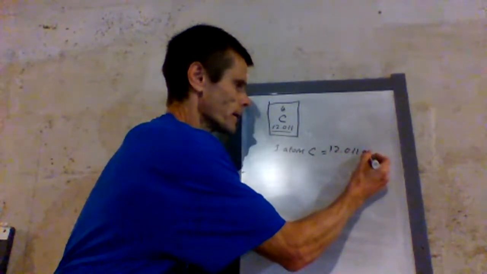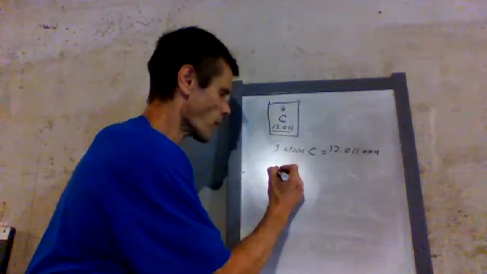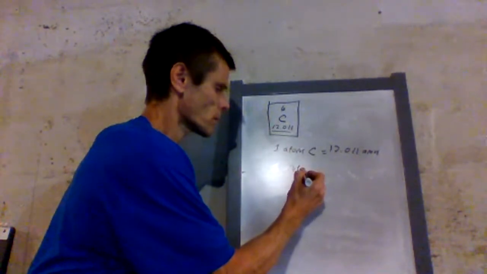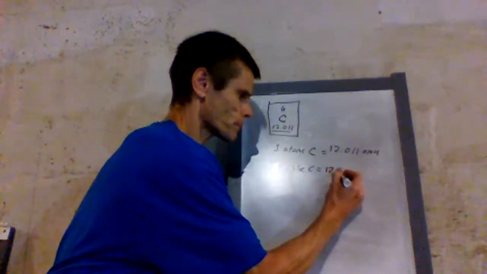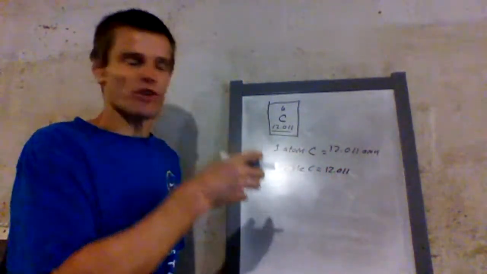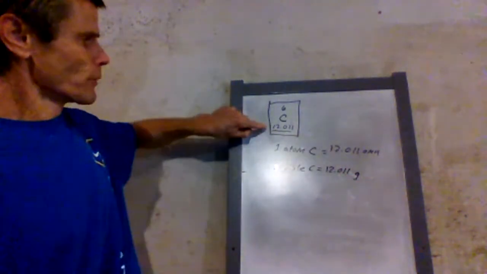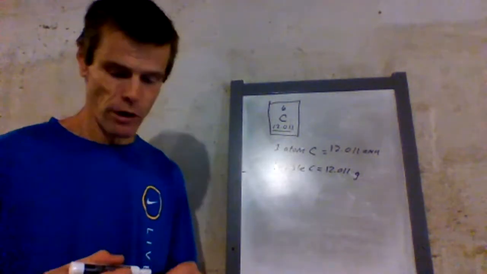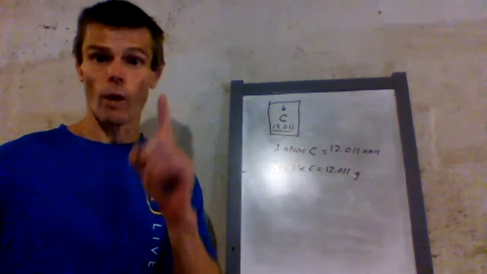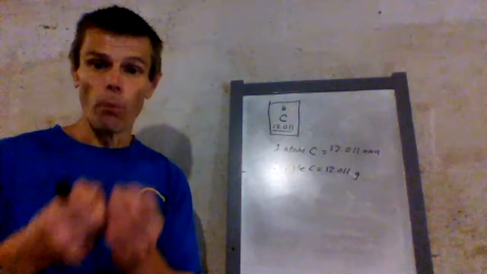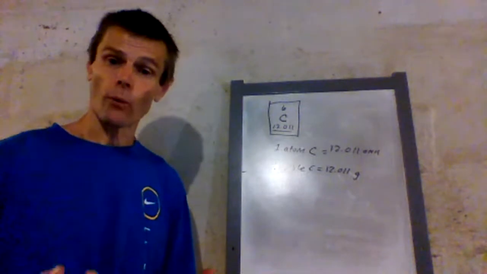This is important. What this number tells us is that one atom of carbon has a mass of 12.011 AMU. What this also tells us is that if we have 1 mole of carbon atoms, they would have a mass of the same number. The only thing that's different is the unit. It's in grams. So this is a real important relationship. The average atomic mass on the periodic table tells us the mass in atomic mass units for one atom of that substance. If we had a mole of atoms of carbon, they would have a mass of 12.011 grams.